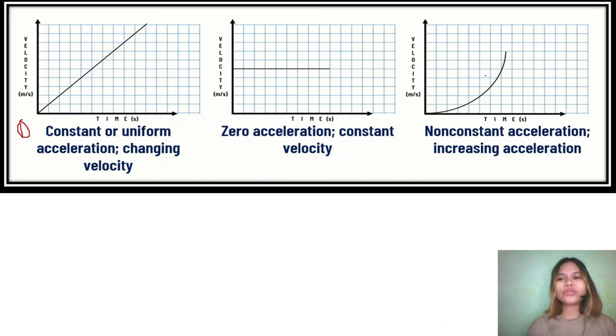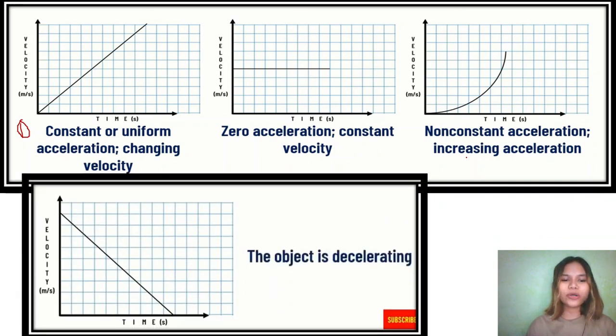Next, if you encounter this one, like a C-like figure, it means non-constant acceleration, and there is an increasing acceleration. The last one, if you encounter a straight line going downward, means the object is decelerating. When the object is decelerating, meaning the speed or the velocity of the object is decreasing, it's moving slow.